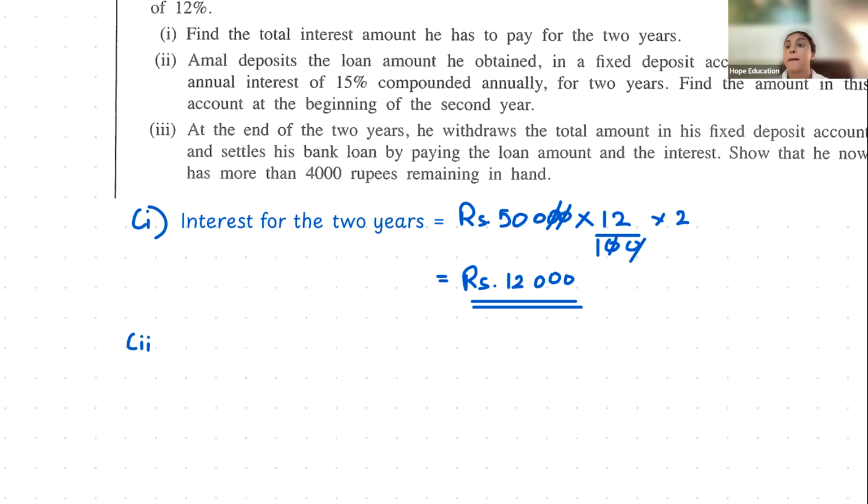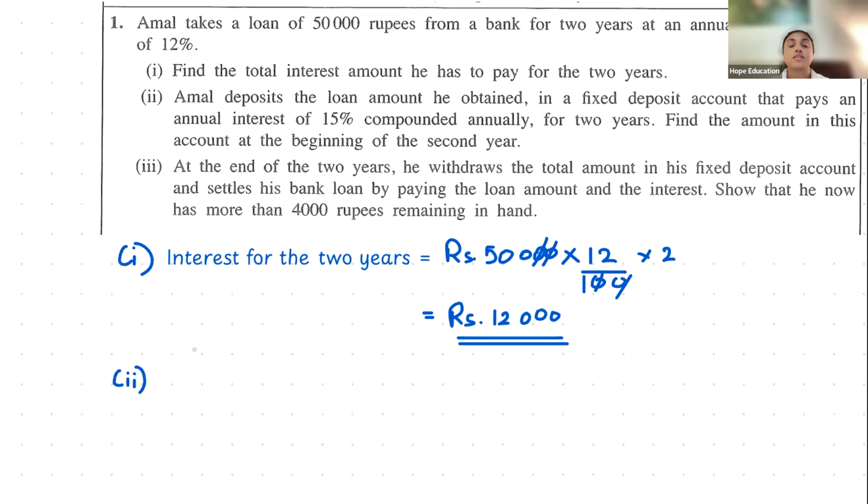Okay. Roman number 2. Amal deposits the loan amount he obtained in a fixed deposit account that pays annual interest of 15% compounded annually. That means now we are coming to compound interest for 2 years. He takes the loan for two years at simple interest, and puts that money into the fixed deposit at compound interest, again for 2 years. Find the amount in this account at the beginning of the second year.